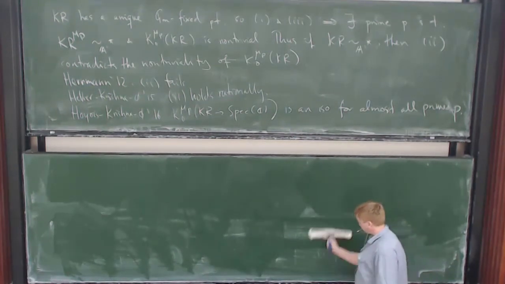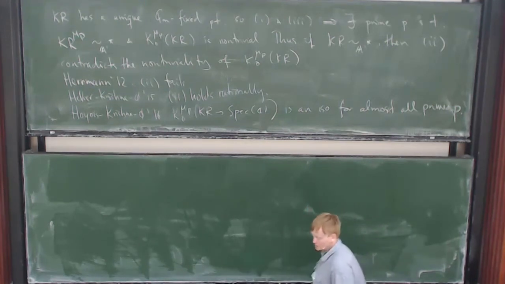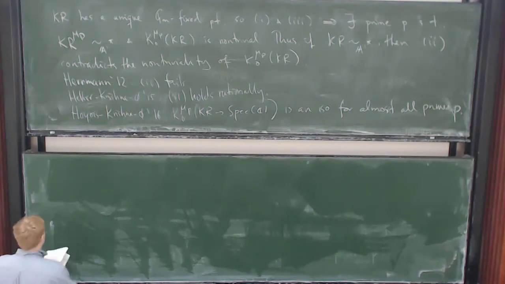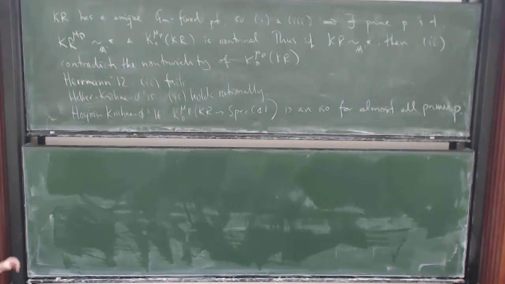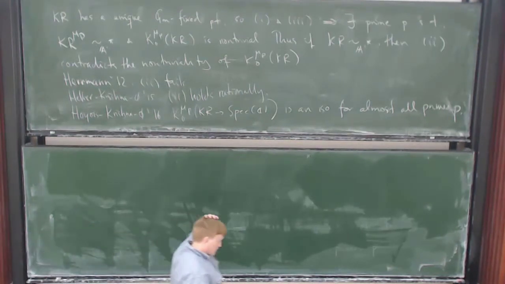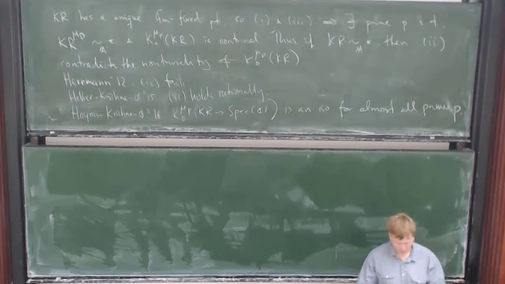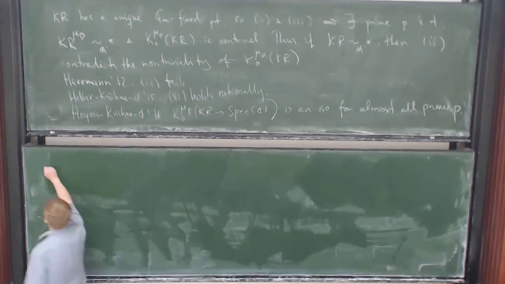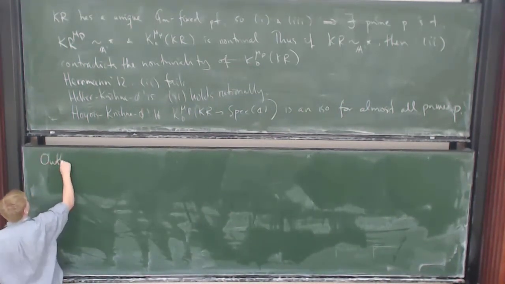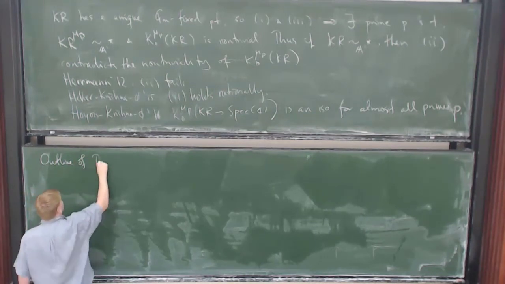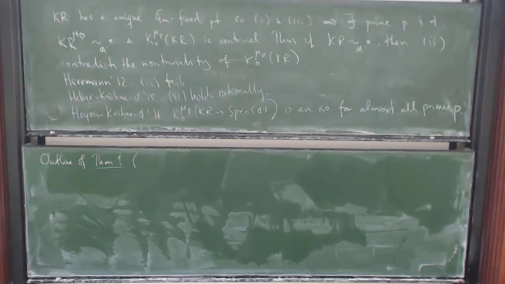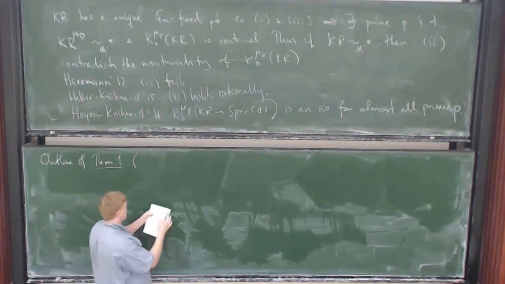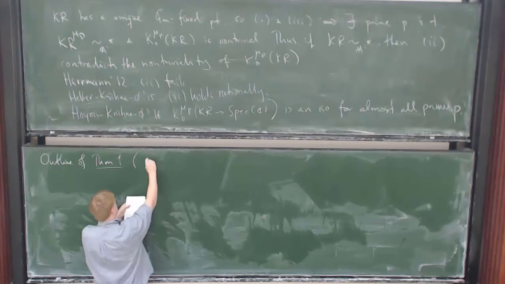So since this fails, let's try to prove the contrapositive. So let's try to outline the proof of Theorem 1, that the Koras-Russell threefold is indeed A1-contractible. So, outline of Theorem 1. The idea here in the beginning of the proof, all of this is due to Dubouloz and Fasel.